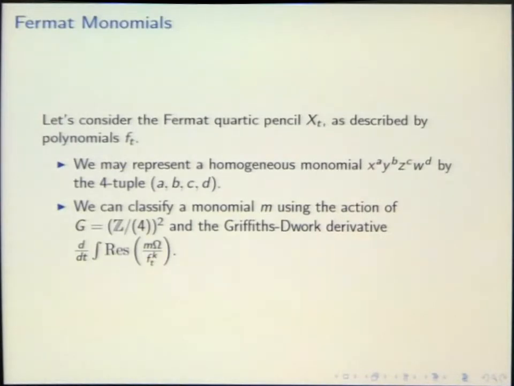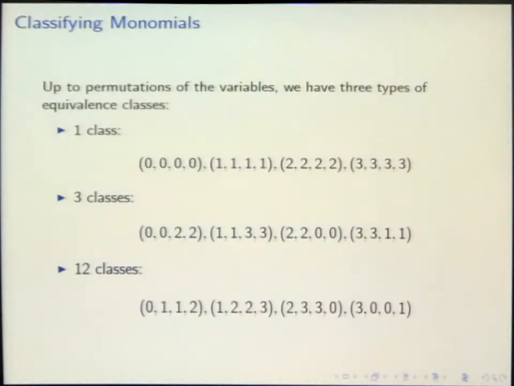Okay, so back to the Fermat quartic, we can actually represent every monomial as a 4-tuple, and we can classify them using the action of G, or Z mod 4Z squared, and the Griffiths-Dwork derivative. This is going to give us a nice way of looking at all the periods at once. These are the 3 types of equivalence classes given that classification. There's one class of that form, 3 classes of this form, and 12 classes of this form. The number of classes, of course, depends on how many permutations you can have of each monomial.